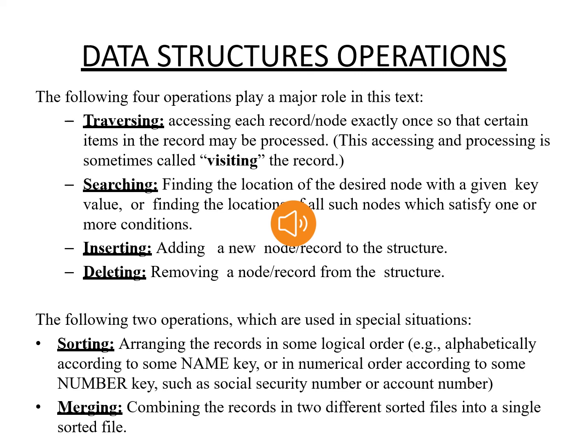Coming to traversing, we visit each and every element. Searching: suppose our aim is to find a particular element, then we will find that element. Inserting: suppose our aim is to insert a new element, at that time we will insert it. Suppose we want to remove, then we will simply delete the element.